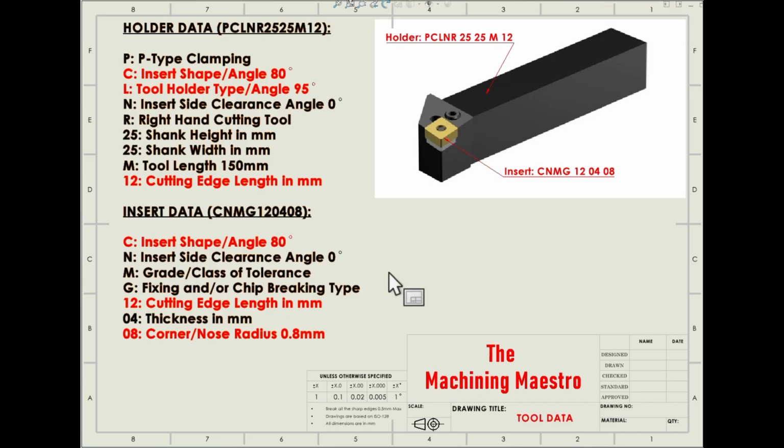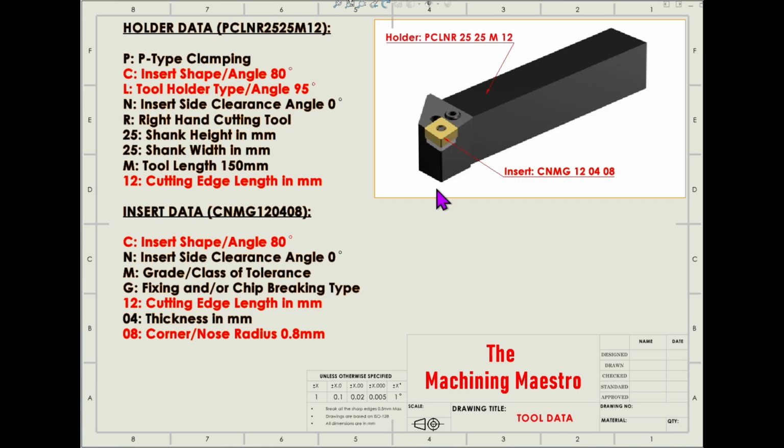The designation says C is the insert shape or insert angle, which is 80 degree. N is the insert side clearance angle, which is 0 degree. The clearance angle is produced over here, which is 0 degree. M is the grade or class of tolerance. There are many grades and classes of tolerance. M is one of them. And G is the fixing type or chip breaking type. The inserts are always designed with some chip breaking designs or fixing designs. There are many kinds of such designs. So G is one of them.